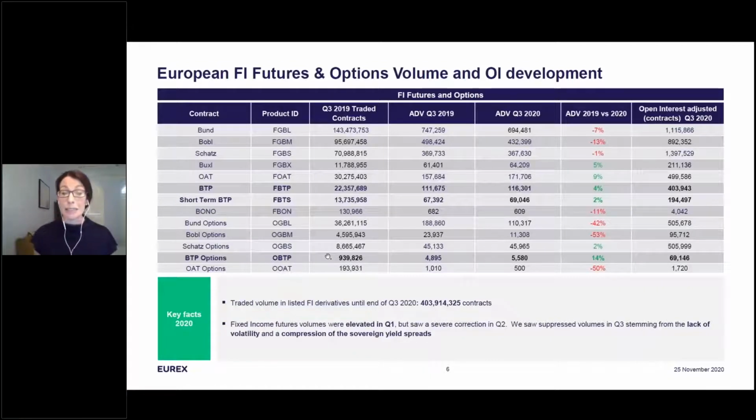Saying this, there have been some standout products to note. We can see on this slide that the table isn't all red. We do have some green glimmers here across some of our contracts. OAT futures had both a strong third quarter and 2020 overall, and volumes have been up 9% on the previous year. Bux futures also built momentum this year, up 5%.